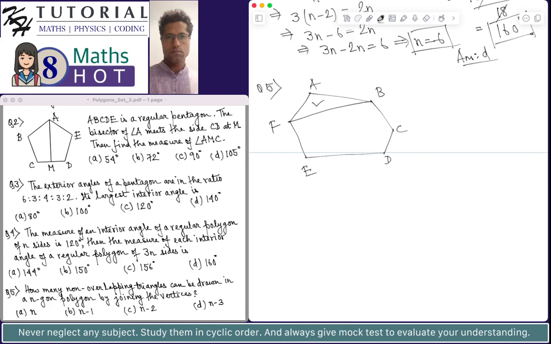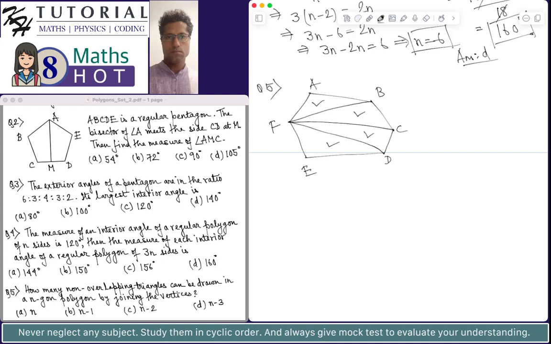Now, by non-overlapping triangle I mean I cannot join A and E, because the triangles AFE and AFB will become overlapping triangles. They are intersecting with each other, so I cannot have this triangle. Another non-overlapping triangle can be made by joining the vertices F and C. So this is another non-overlapping triangle. So far we got two non-overlapping triangles, and the last vertices that we can join are F and D, and we get two more non-overlapping triangles.